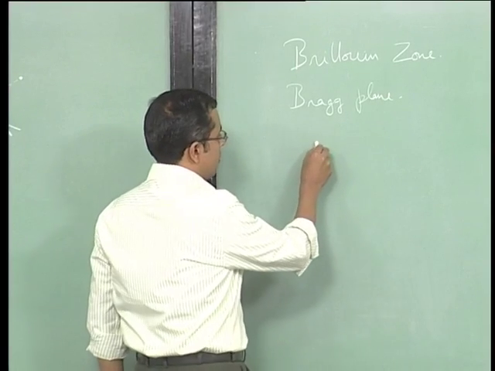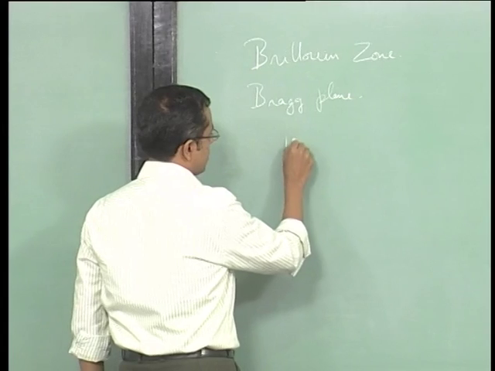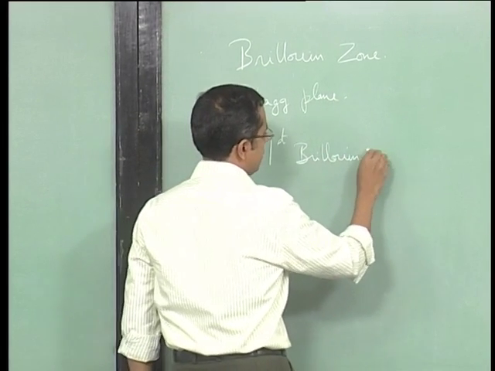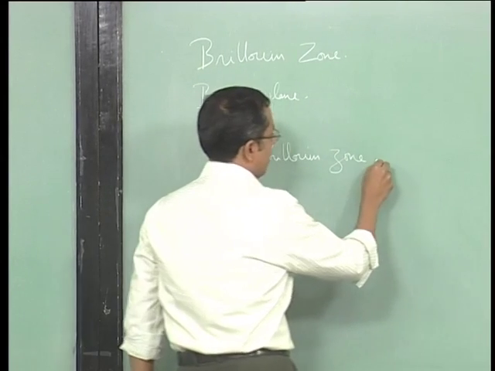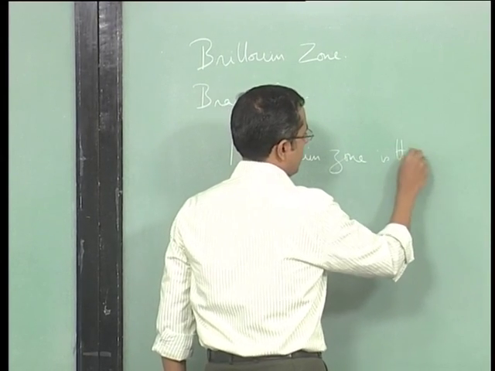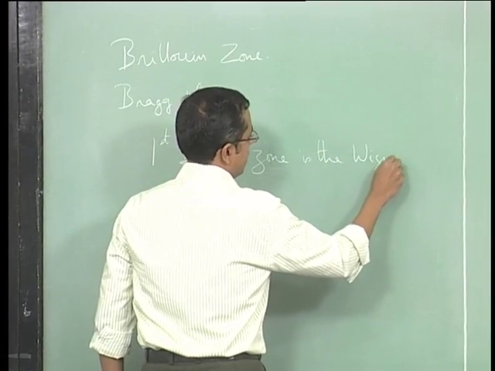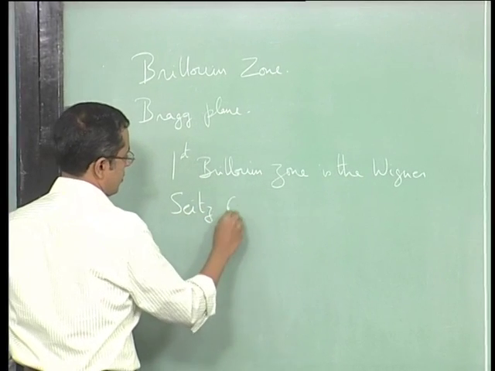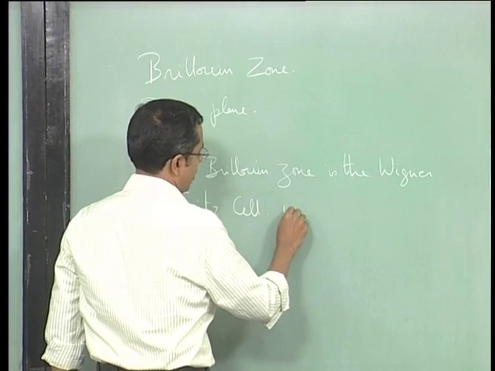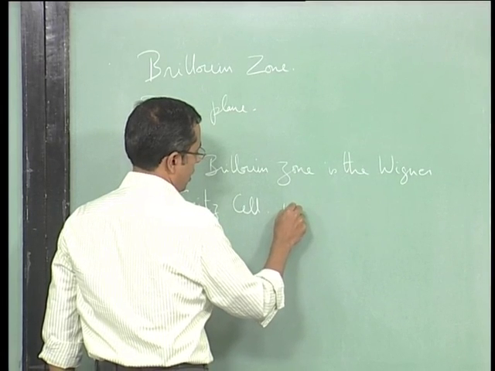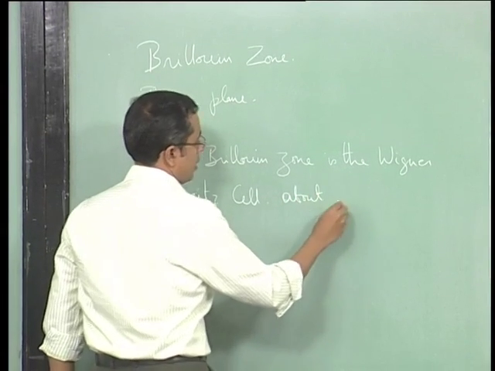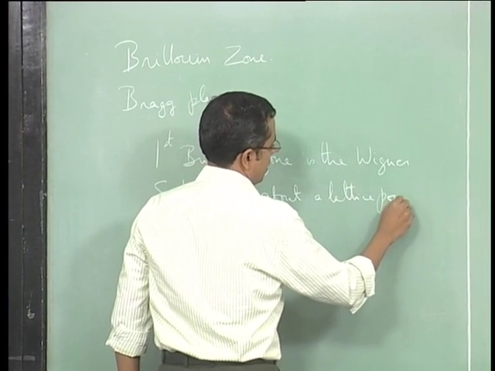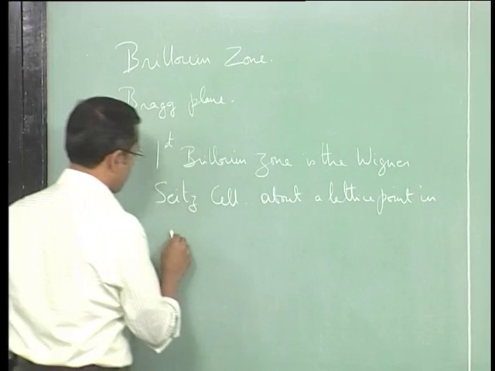The first Brillouin zone is the Wigner Seitz cell about a lattice point in reciprocal space.